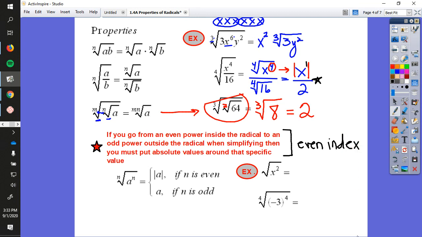An odd index is like a big hippie. Anything goes. You're good. Cube root of a negative, negative. Cube root of a positive, positive. The result can be positive, the result can be negative. It doesn't matter. But when there's an even index, we got to be very careful that the result is always positive.